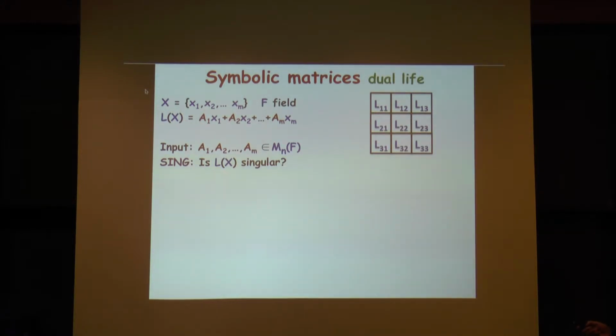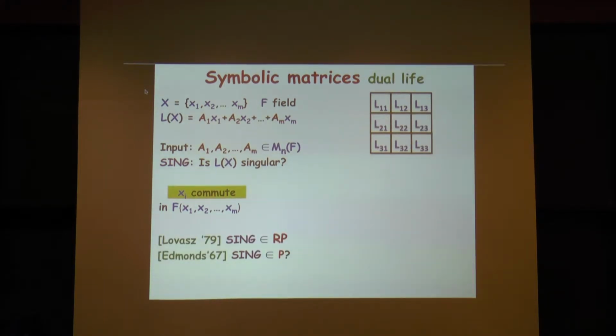So we asked really whether the determinant was identically 0, and this is the same as this matrix being singular. Singular where? In the case that we are looking at, the variables are commuting, so they are singular over the field of rational functions over these variables. And as we said, we don't know if it's in P.